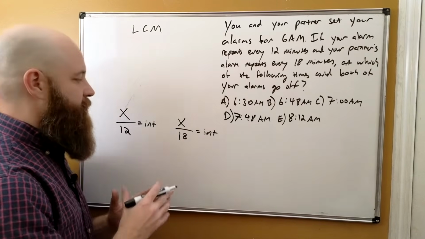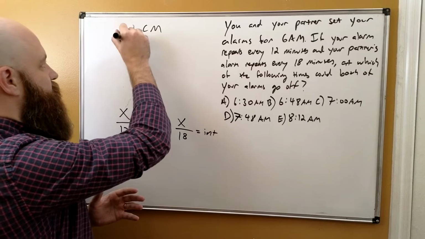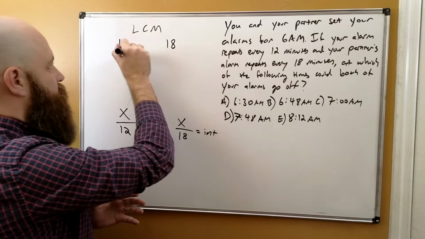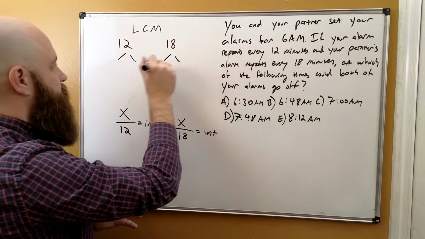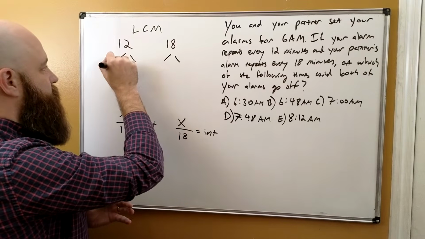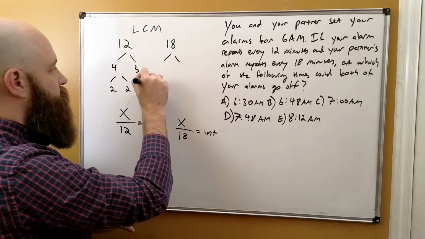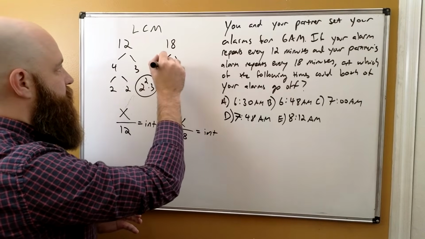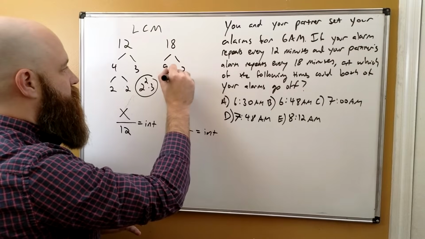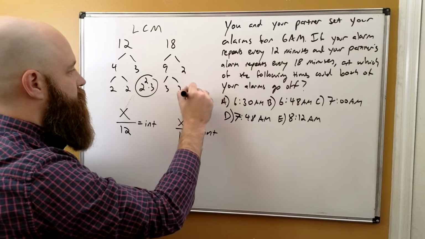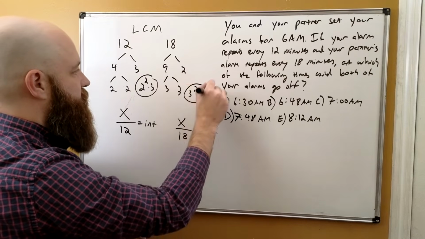So to help figure that out, let's do prime factorizations of 12 and 18. I'm going to break down 12 and 18 into their prime factors. So 12 would be 4 times 3, 4 is 2 times 2, so 2 squared times 3 is 12. 18 is 9 times 2, which is 3 squared times 2. Okay, 3 squared times 2, that's 18.